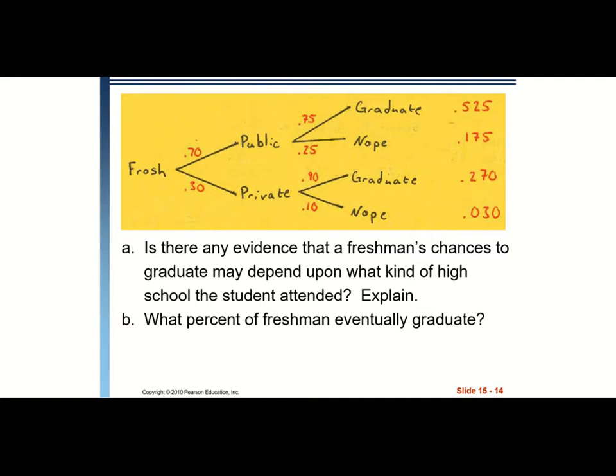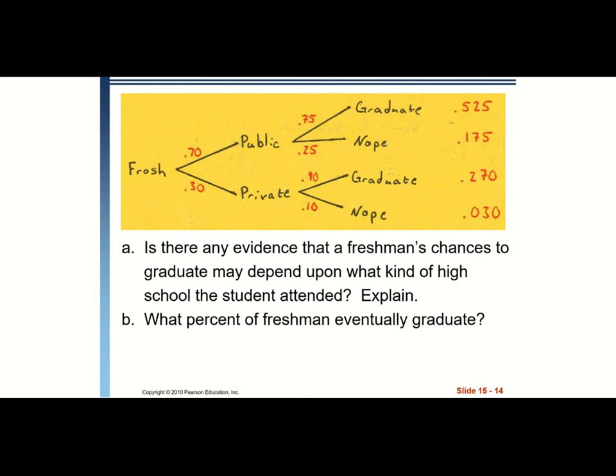For A, the answer is yes, it does depend on the high school, so these are not independent variables, and we can see it on these 2 branches here. Those who attend public school have a 75% chance of graduating, while those who attended private school have a 90% chance of graduating. Those are different. It's probably more than we would expect to see by chance, so you're more likely to graduate having attended private school.